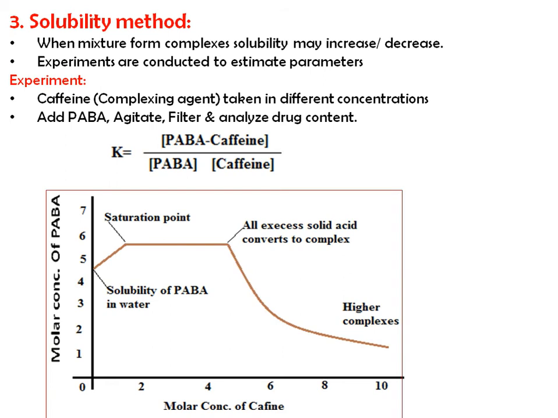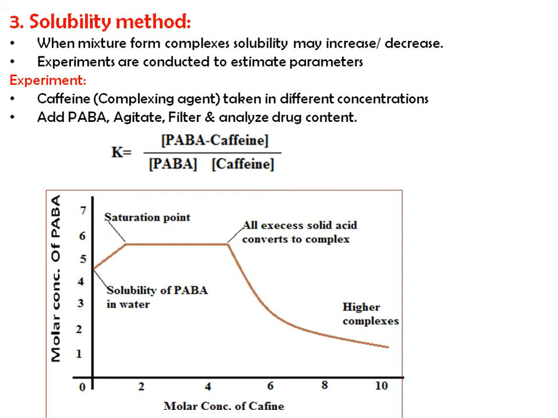Now how can you determine? You are increasing the concentration of complexing agent in an aqueous vehicle, taken in a well stoppered container. An excess quantity of drug is added to each container, then placed in a constant temperature bath and agitated till equilibrium is attained. Now, after attaining this equilibrium, the aliquot portion of the supernatant you have to remove and analyze for the drug concentration.